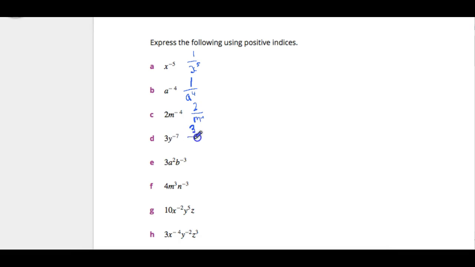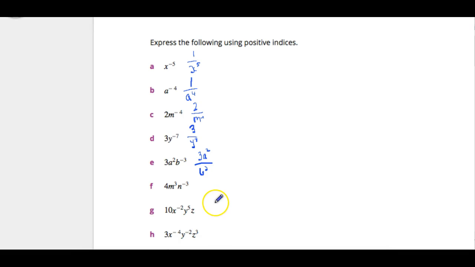We have the 3y to the power of 7. All right, what about e? Now we've got a few values here. We've got 3a squared, b to the negative 3. The b is the only thing with a negative power, so we've got to put 3a squared up the top and the b cubed down the bottom.